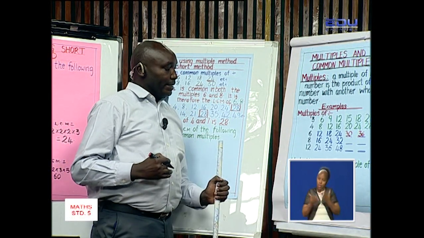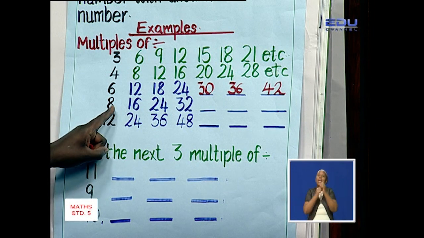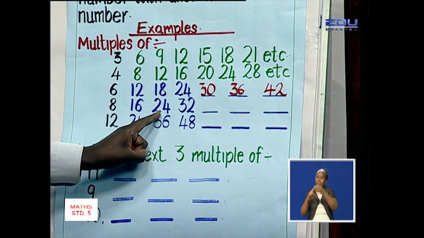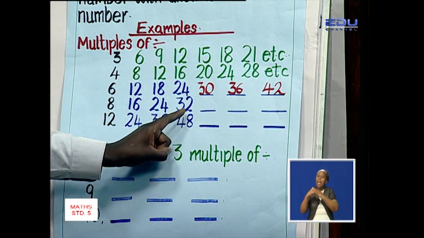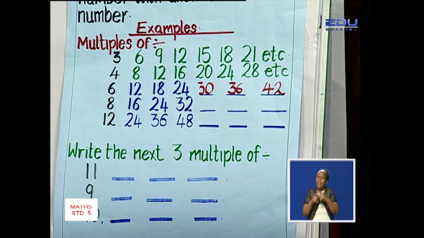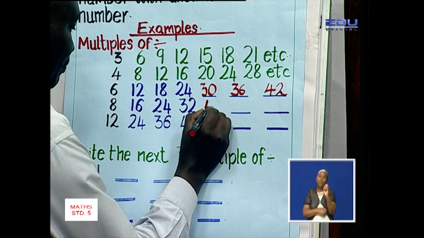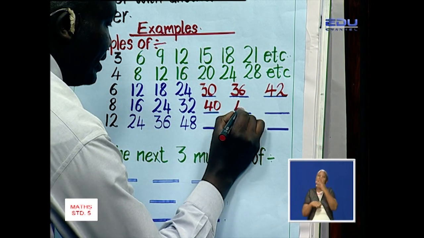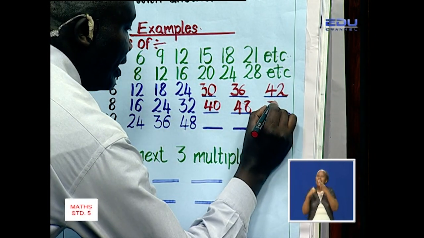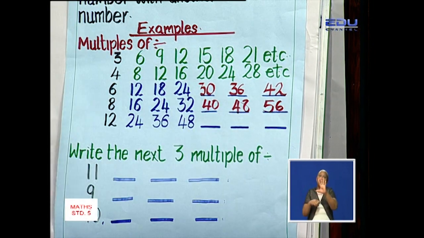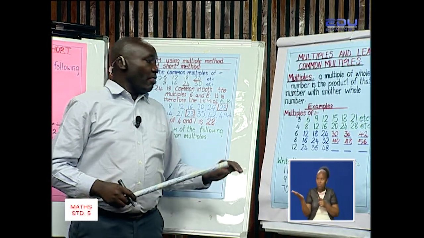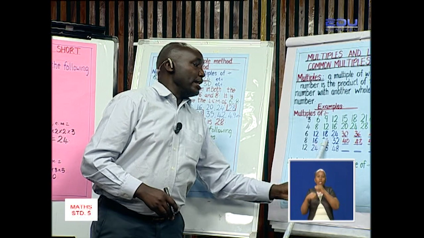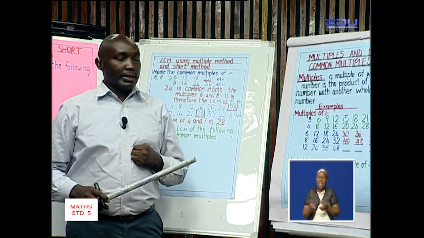The multiples of 8 include 2 times 8 will give us 16. 8 times 3 will give us 24. 8 times 4 will give us 32. Then 8 times 5 will give us 40. 8 times 6 will give us 48. And 8 by 7 will give us 56. So as you can see, multiples are those numbers that have been multiplied by 8 to give us any of these results and many others.